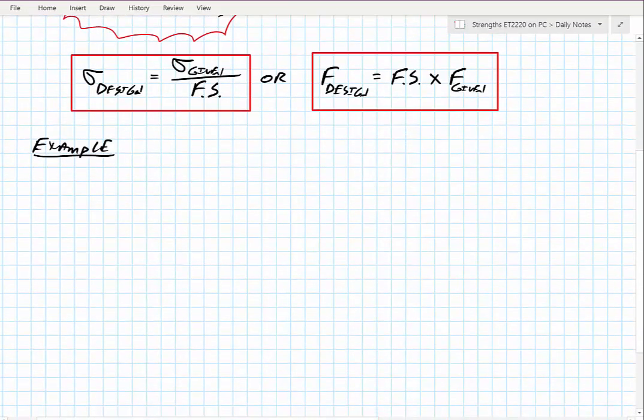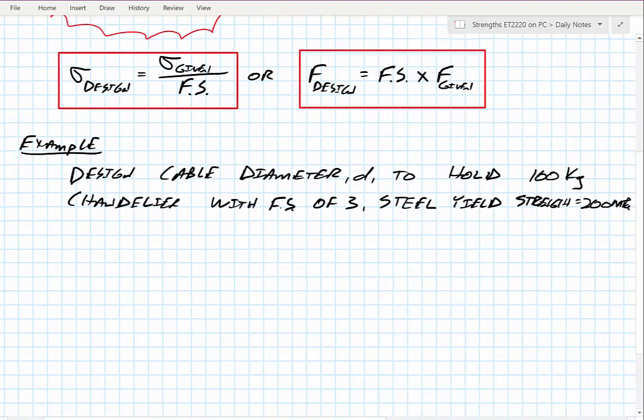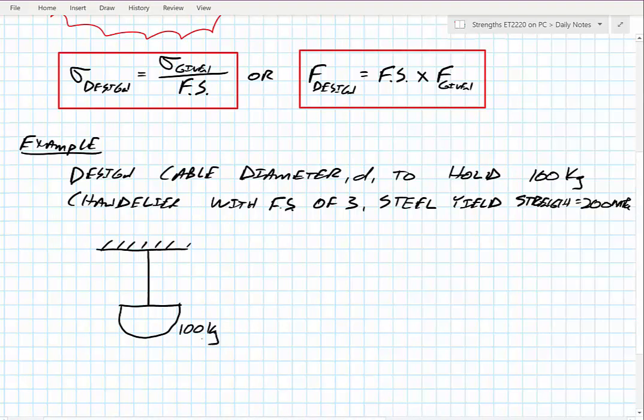What we're going to do is try to design a cable diameter to hold a 100 kilogram chandelier using a safety factor of 3, and we're going to make it out of steel. If I had to draw our situation, hanging from the ceiling we'll have some kind of cable, and my handy dandy chandelier, which has a mass of 100 kilograms.